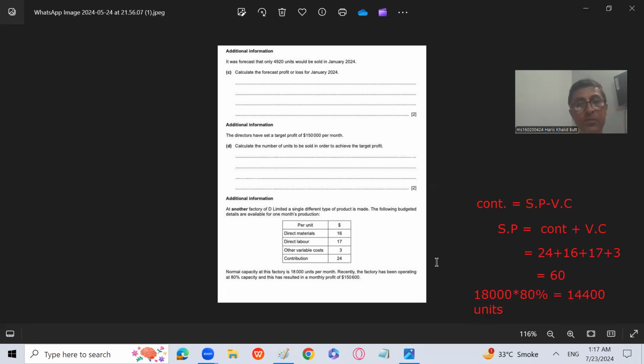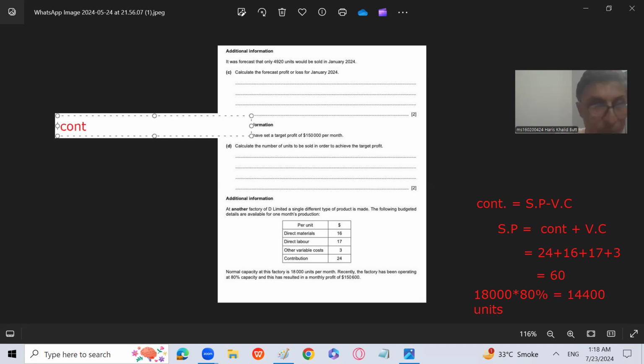So currently you are producing 14,400 units rather than 18,000 units, because capacity is 18,000 units. No doubt you can produce 18,000 units, even more than the capacity if you have excess resources. But currently you are operating at 80% of the capacity, which is 14,400. Then the profit is also already given in the question, that is 1,50,600. So now let's move back. We can find the fixed cost easily from this calculation. How come, sir? Let's see.